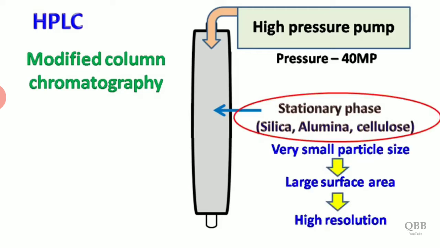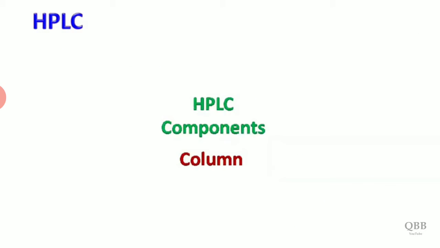If you simply apply high pressure to a column, you can get an HPLC. The stationary phases used are silica, alumina and cellulose, which have a very small particle size, so obviously a large surface area, and this gives you better resolution. The meaning of resolution is that you get clear separation of two peaks or two components.